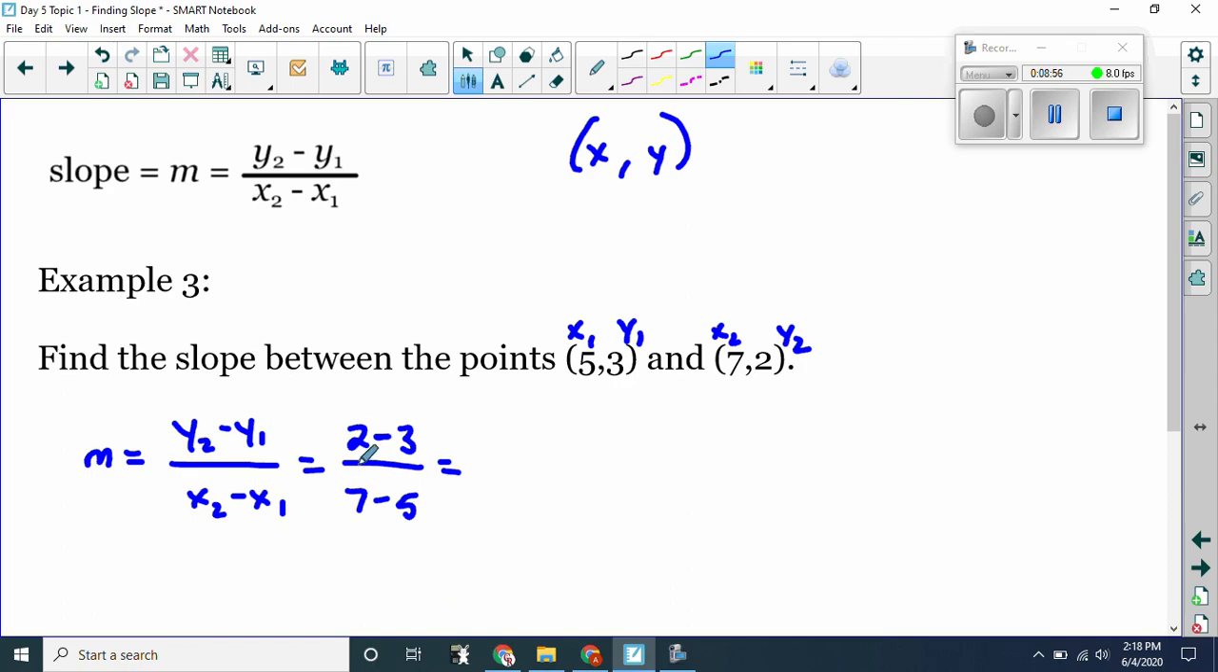And then we do our subtraction. Here I've got 2 minus 3. 2 minus 3 is negative 1. 7 minus 5 is 2. I get a fraction. I cannot reduce it. It is already reduced. That is our slope, negative 1/2.